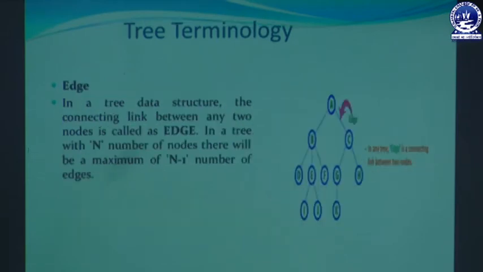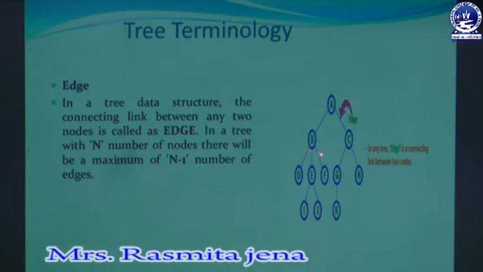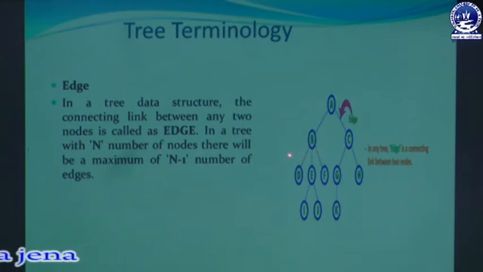The next terminology in the tree is edges. I have already told you, in a tree data structure, the connecting link between any two nodes is an edge. You can see here node A connects with node B, and node A also connects with node C. This connecting link from node A to node C, or node A to node B, or from any one node to another node is called the edge of the tree. In a tree with n nodes, there will be a maximum of n minus 1 edges. If we have 4 nodes in a tree, then the maximum number of edges is 3, and in a similar way we can proceed.